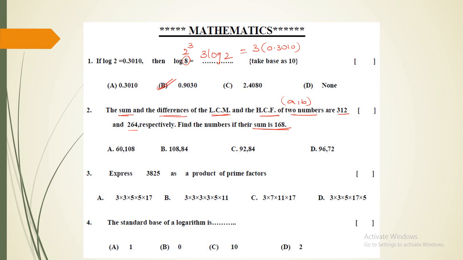From the options you can eliminate two options. 108 plus 84, how much is it? It is crossing 168, so this can't be the option. And this can't be the option because 4 plus 2 is 6, but here the units place is 8. So two options are eliminated. Of the remaining two options, any one option satisfies the given condition. Based on this sum we have eliminated two options, so by using this particular condition we can find out the particular answer.